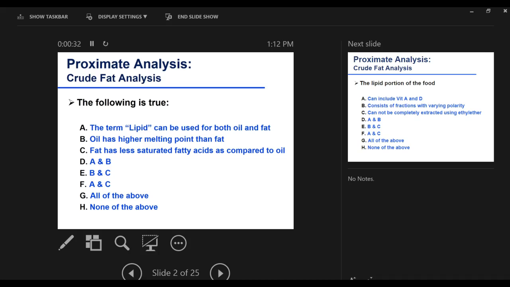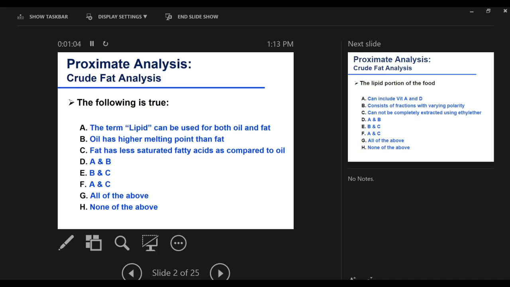So the term lipid, or what? Okay, the following is true. The term lipid can be used for both oil and fat. Oil has higher melting point than fat. Fat has less saturated fatty acid as compared to oil. Some basic information from food chem, and this information actually will be helpful when we cover the fat characterization lecture later on in the lab.